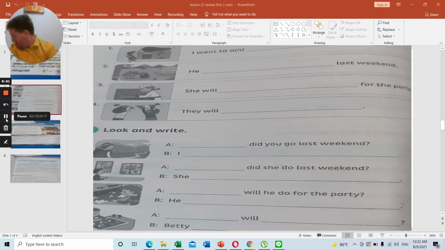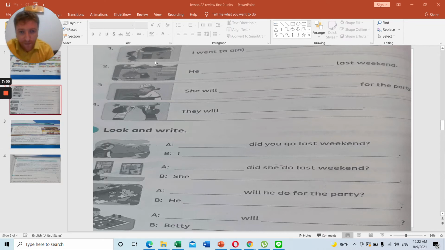Workbook page 22. Workbook page 22. Where did you go last weekend?